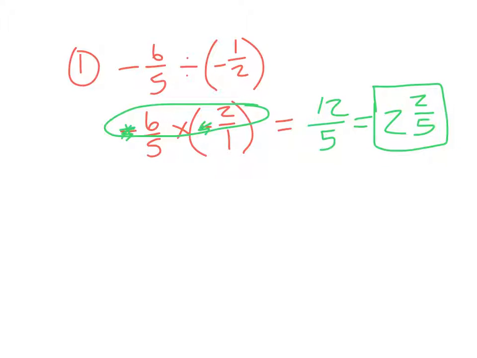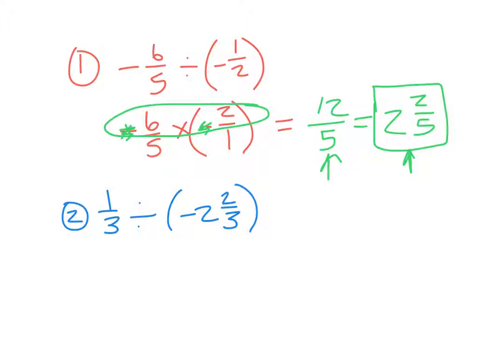It was not a mixed number or anything, so I would accept this as an answer. This is the simplified version of it. Either way is fine. Okay, number 2, we have 1/3 divided by negative 2 and 2/3.